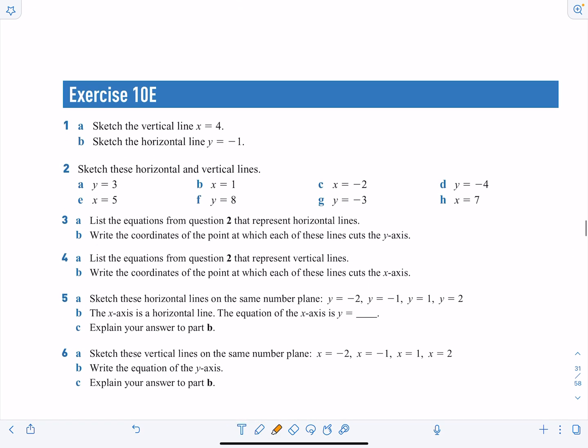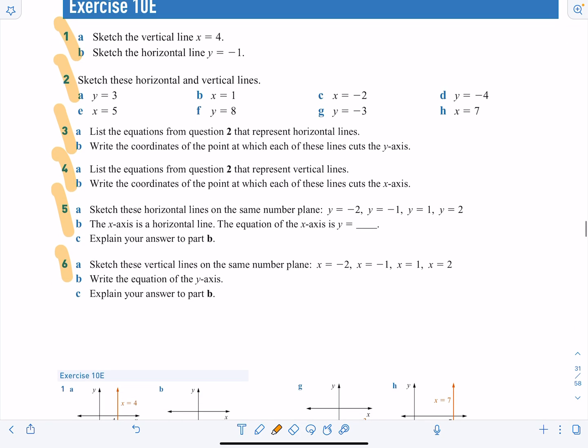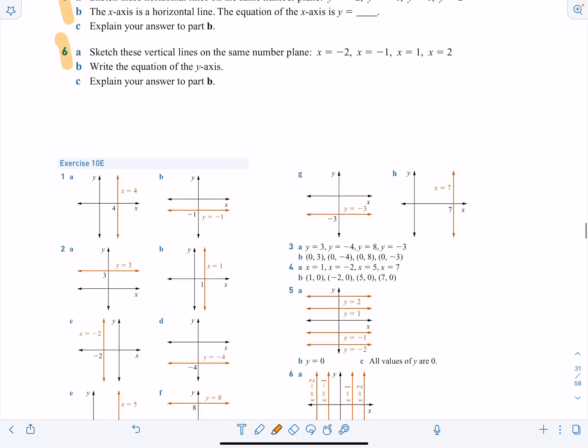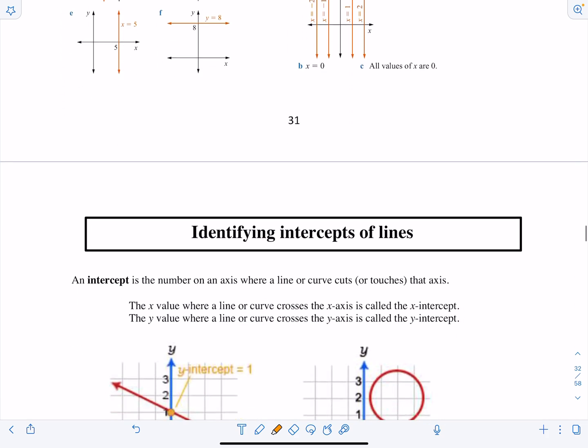All right, let's go to this page. This is what I want you to do for homework, okay? And I'd like you to do all of it. It's very, very simple, because it's either horizontal or vertical lines. And obviously, there is a solution for you.